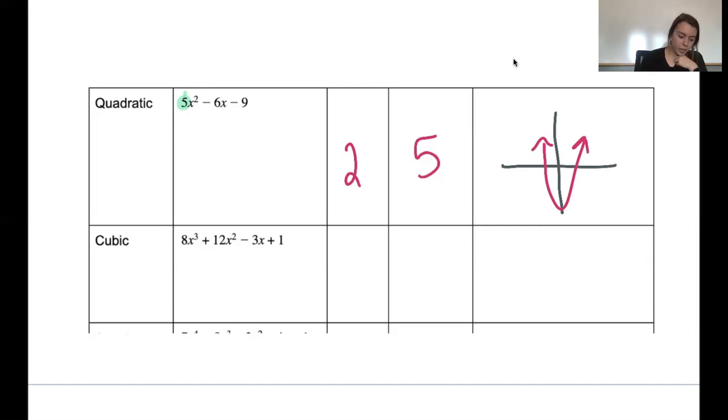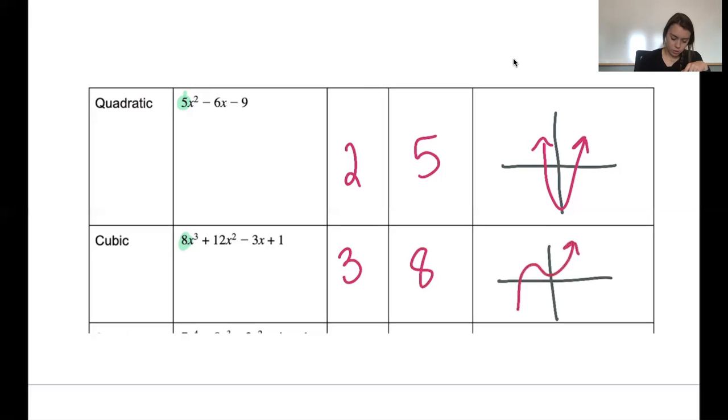Okay, next is cubic. So the largest degree in a cubic is 3, and the leading coefficient that goes with x cubed is 8. And all cubics will not look the same, but this specific one is going to look like this. And cubic is something you learned at the beginning of the year when we were learning parent functions. So a cubic is normally y equals x cubed, and that looks like the disco ball one.